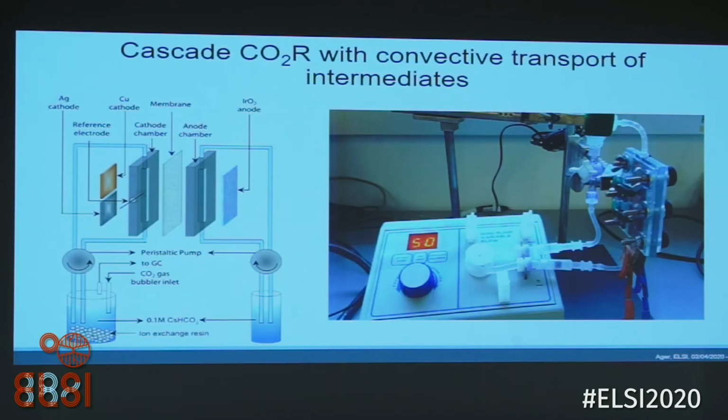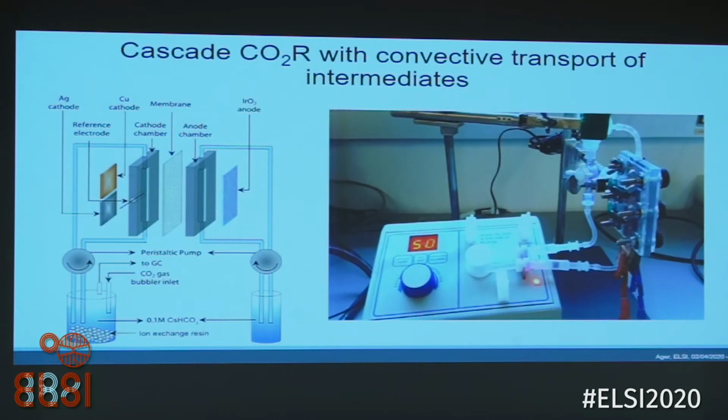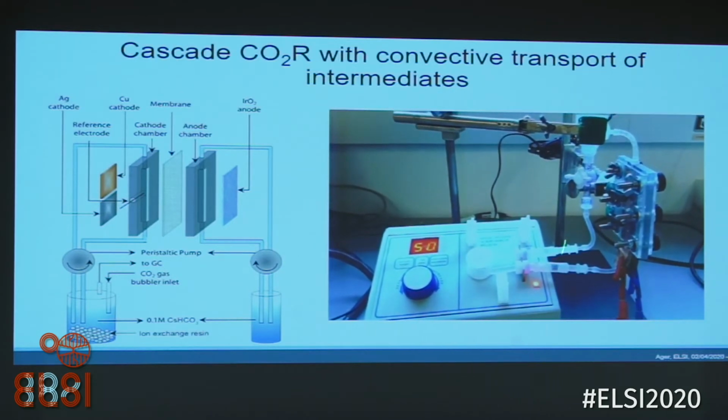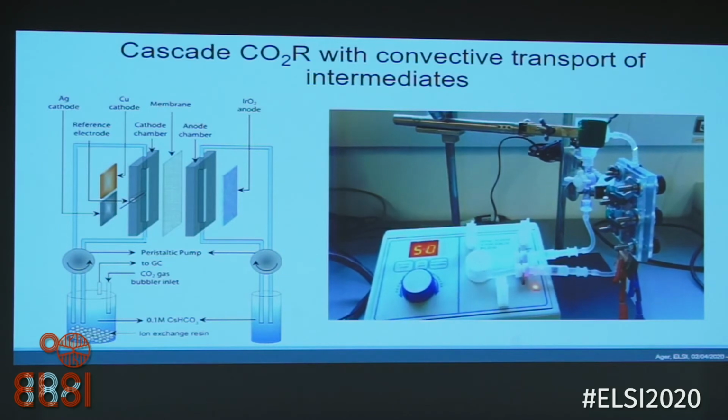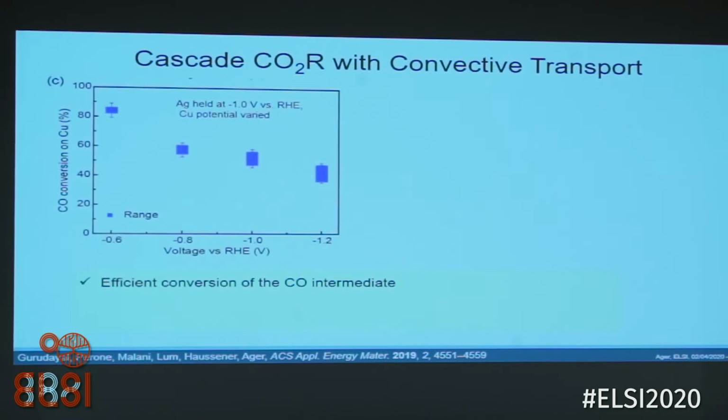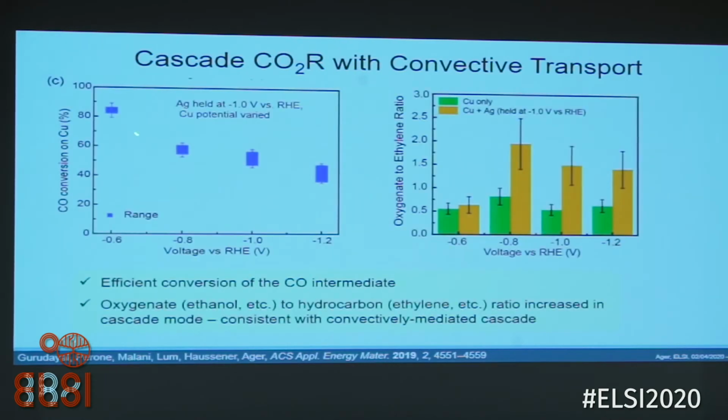The actual system is a pretty simple one. It's a pump system where we're using a peristaltic pump to pump the electrolyte. You can see some bubbles here. We're pumping the electrolyte slowly past the electrodes, and we see effective conversion of the CO intermediate between 80% and 40%, depending on the voltage, and similar to what we saw in the other case, we see an increase in oxygenates. That's the orange bars over the green bars when we operate the copper only.